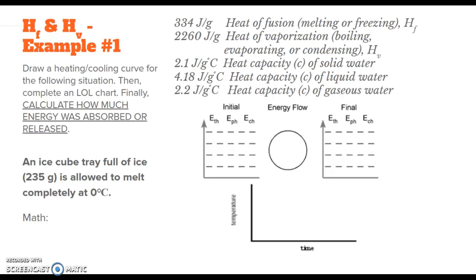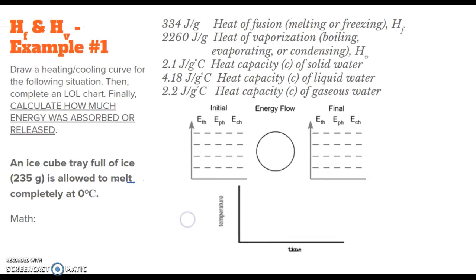So one of the important things to recognize here when we're drawing our heating or cooling curve is to first identify what is happening to the temperature. During a phase change, we should not observe a change in temperature because we know that changing phase means that particles are either separating or coming together. So in this case, we're melting. Melting represents the phase change from solid to liquid.